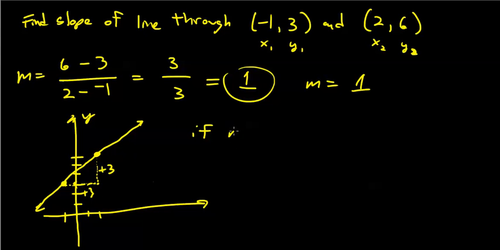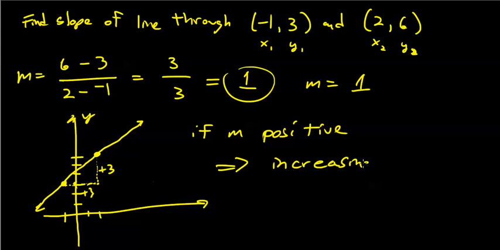Let me write that down. If your slope is positive, as it is in this case, that means you've got an increasing line. When I say increasing line, I mean increasing left to right. That's the usual convention.